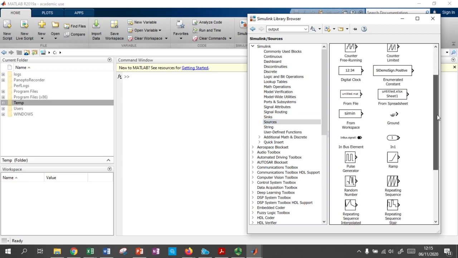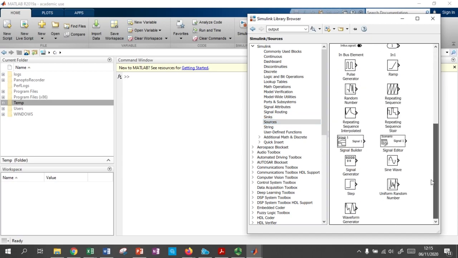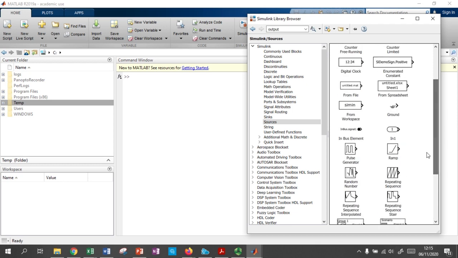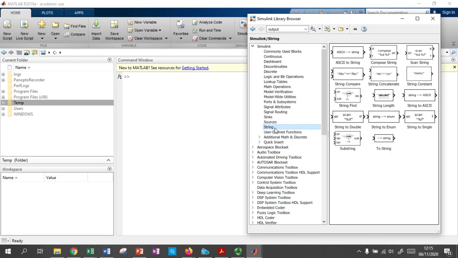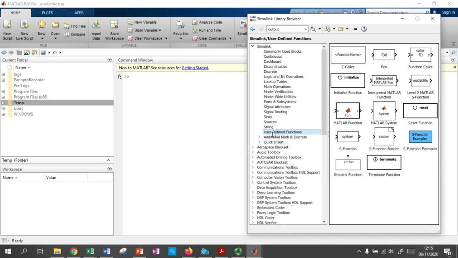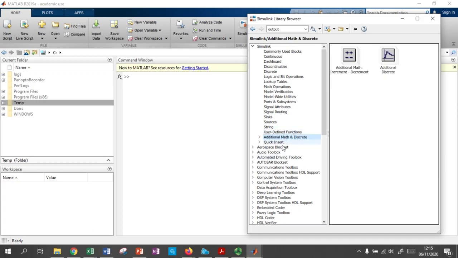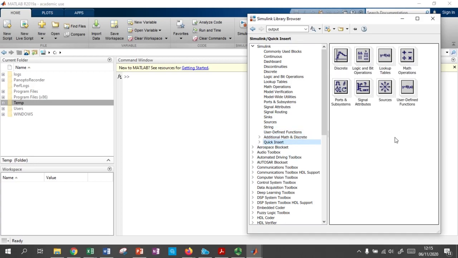In the source you can find a lot of functions that can act as an input, like sine, step, ramp, all of them are here. This is string types. There are user-defined functions. Most of the functions that you cannot find in the math operations, you can define here, and they are already defined. And there are additional math, discrete ones, and a quick insert. All are here that you can use.